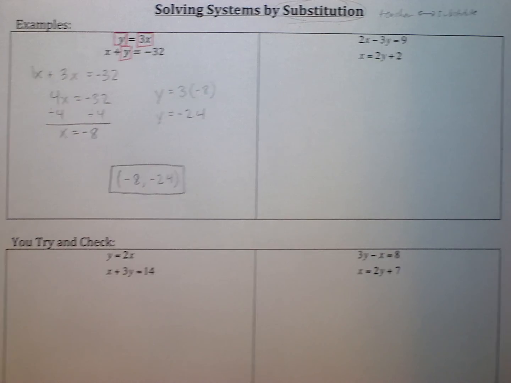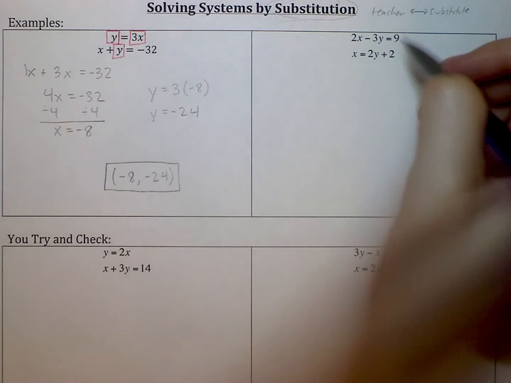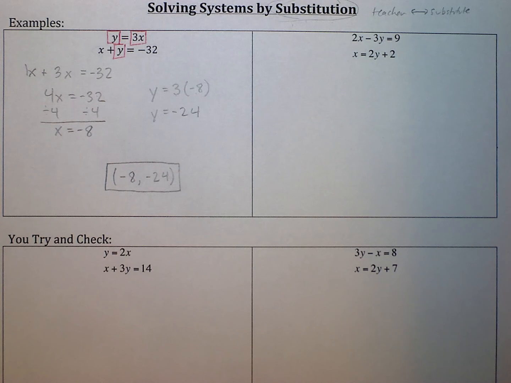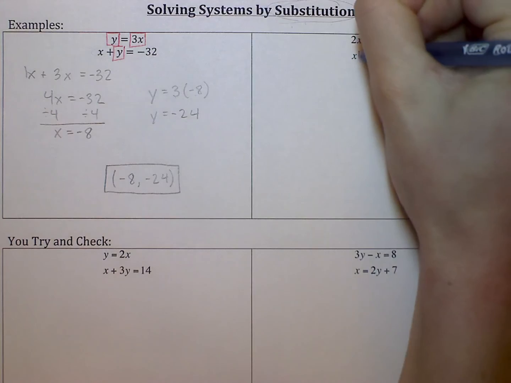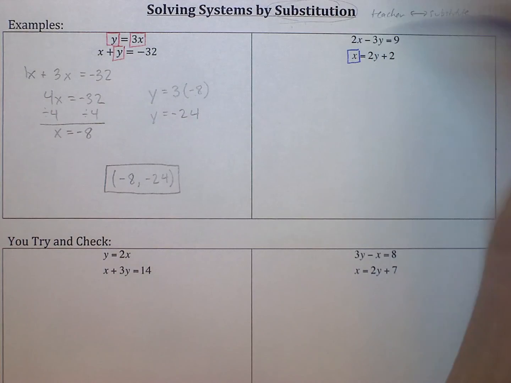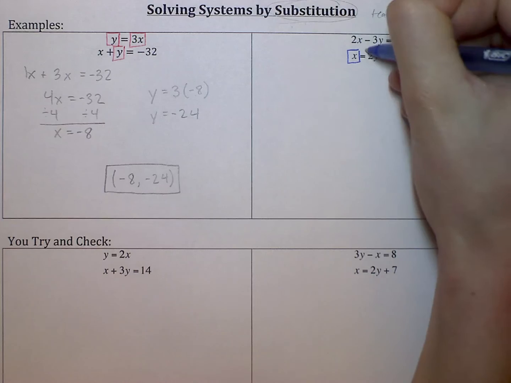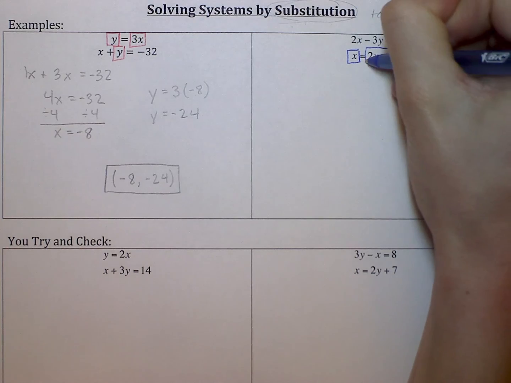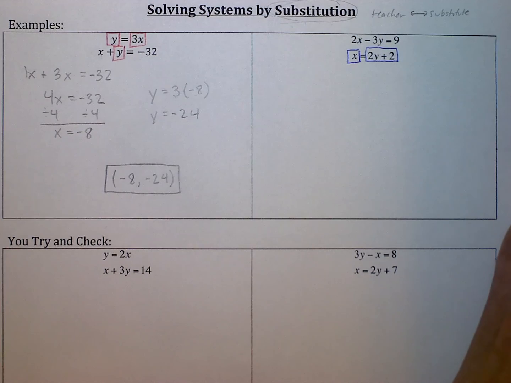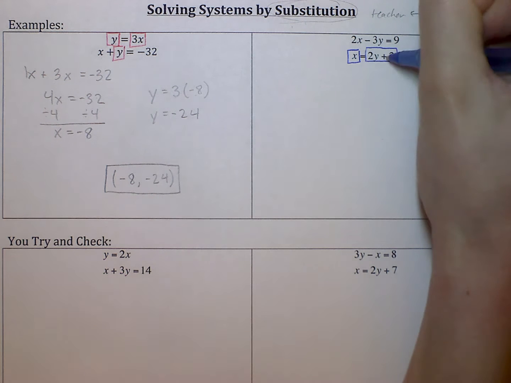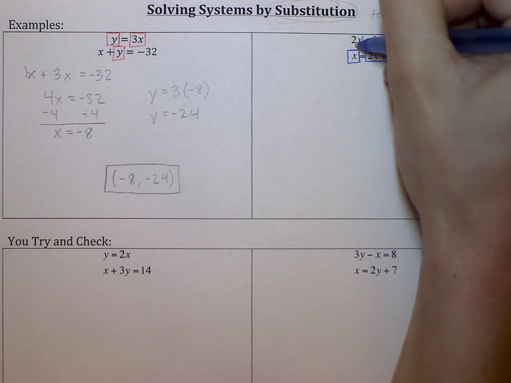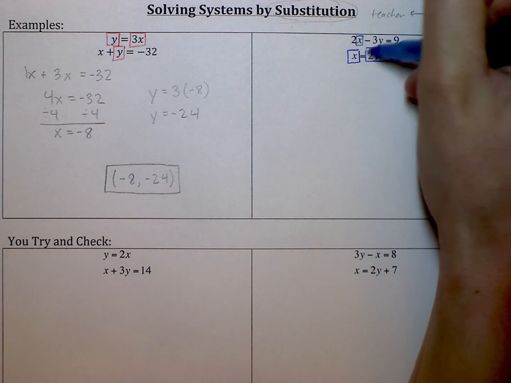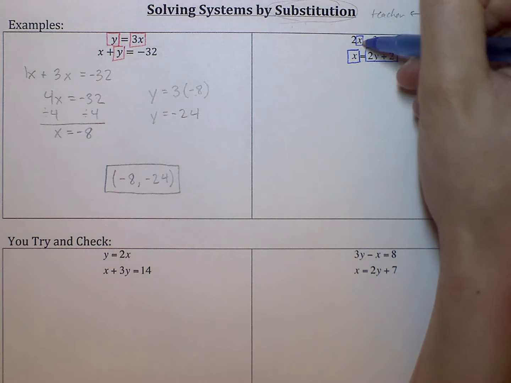Next example. Over here, I notice, I don't have a y by itself this time. But I do have an x by itself. That x is by itself. Well, what's equal to that x? This whole expression is equal to that x. So I can take this whole expression and I can substitute it in for any x I see. In the other equation, I notice an x right here. So I'm going to take this whole expression and I'm going to substitute it in for that x.